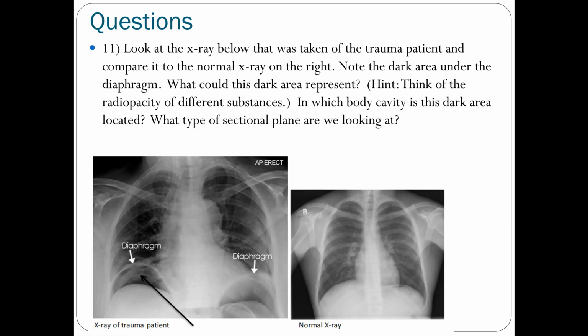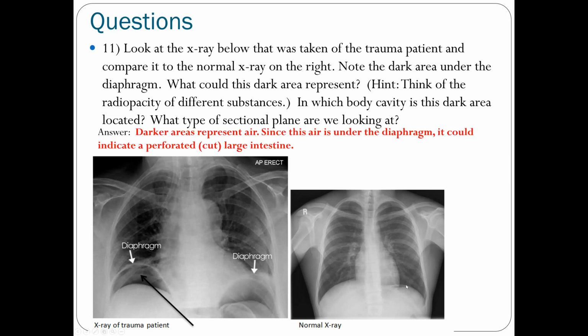In which body cavity is this dark area located, and what type of sectional plane are we looking at? All right, so the first question, what could this dark area represent? Remember that dark areas usually represent air because the X-rays can pass directly through air, whereas more dense substances stop the X-rays and appear white on the X-ray film. So the answer to the first question would be darker areas represent air.